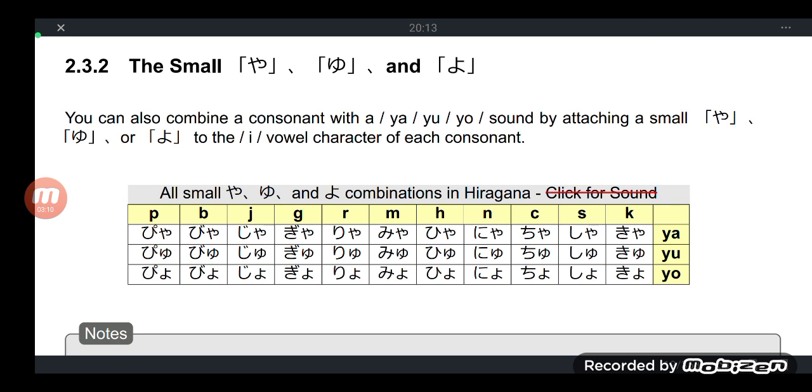Just like here: hiya, biya, ja, gya, riya, ryu, ryo, miya, miyu, myo, hiya, hyu, hyo, niya, niyu, nyo. The chi plus ya is cha, just like in matcha. In chu, cho, the shi plus ya becomes sha. The shi plus yu becomes shu. Sha, shu, sho. The ki plus ya becomes kya, and ki plus yu becomes kyu, so on and so forth.